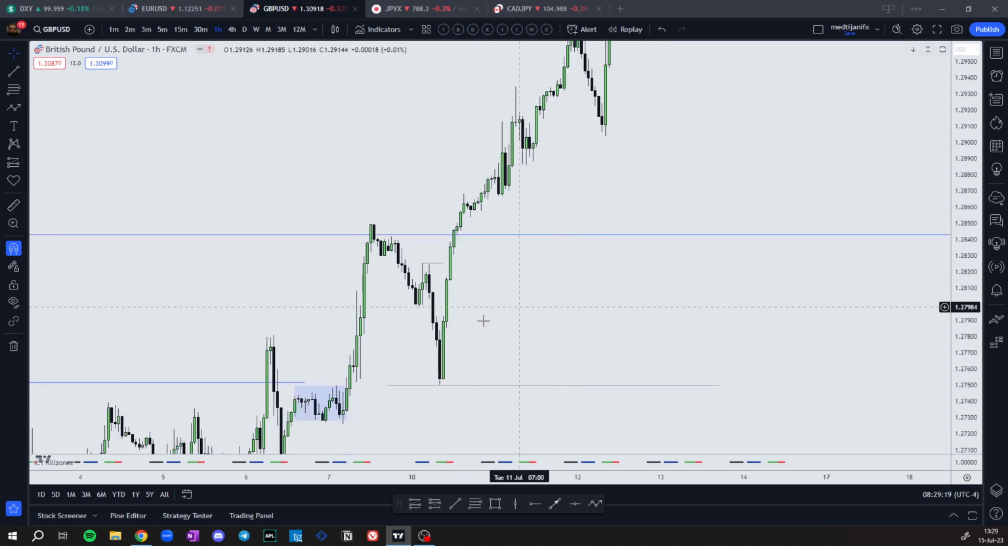And that's what we had. So price has broken these highs here and this high. So I have a confirmation to be bullish. This is the Monday candle.